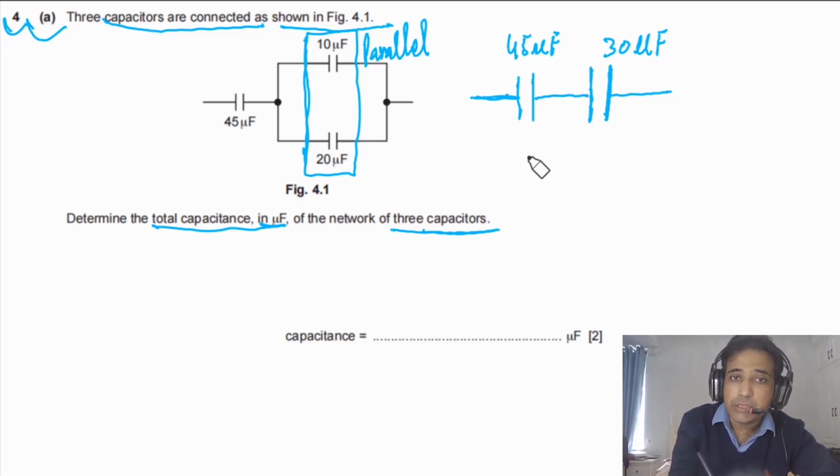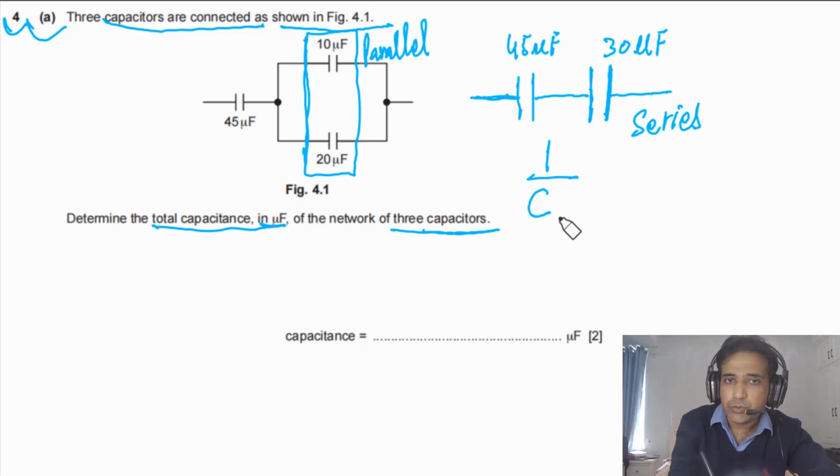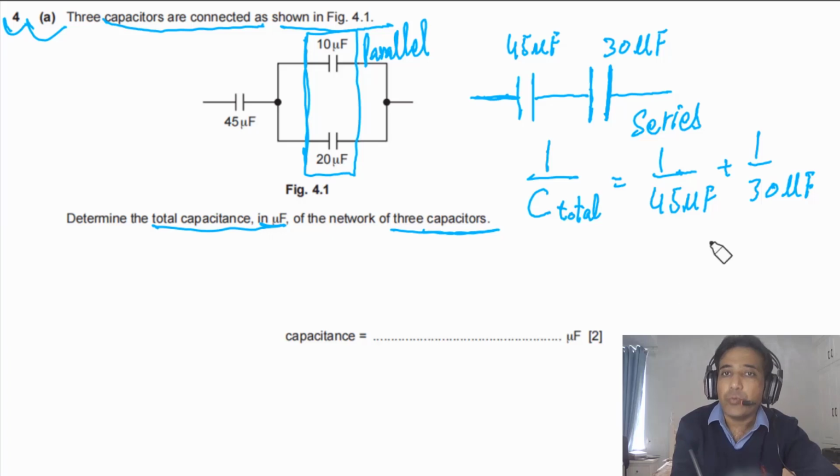So we will say C total. Now they are connected in series, so 1 over C total will be equal to 1 over 45 microfarad plus 1 over 30 microfarad. This is one way to answer.